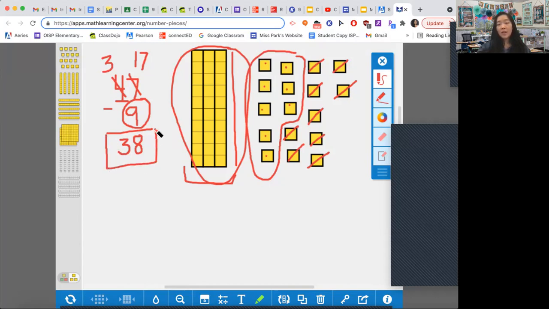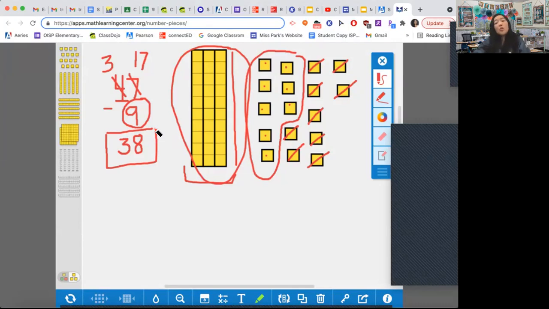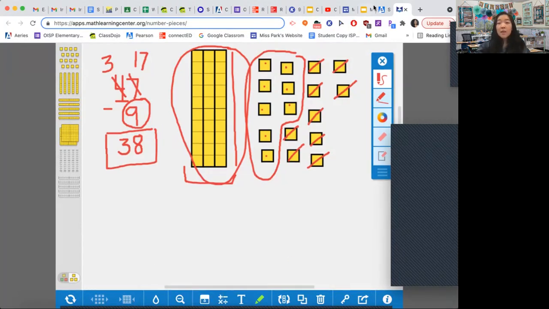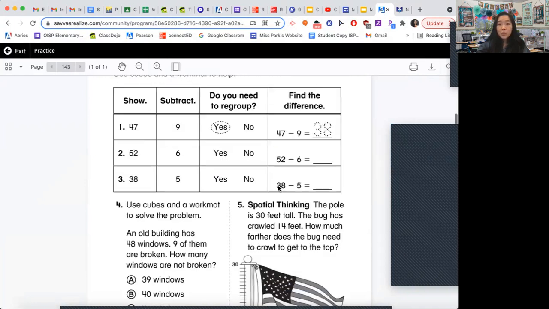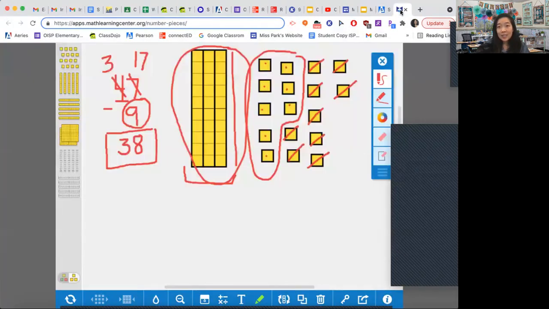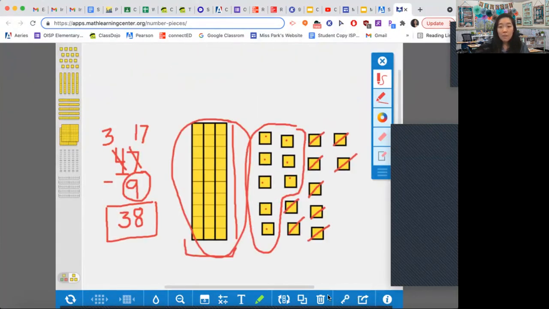What is our final answer, boys and girls? 38. Wow, you guys did an amazing job. So 47 minus 9, did we regroup? Absolutely, we regrouped. And then what was our answer? 38. All right, let's try number 2. 52 minus 6. 52 minus 6.